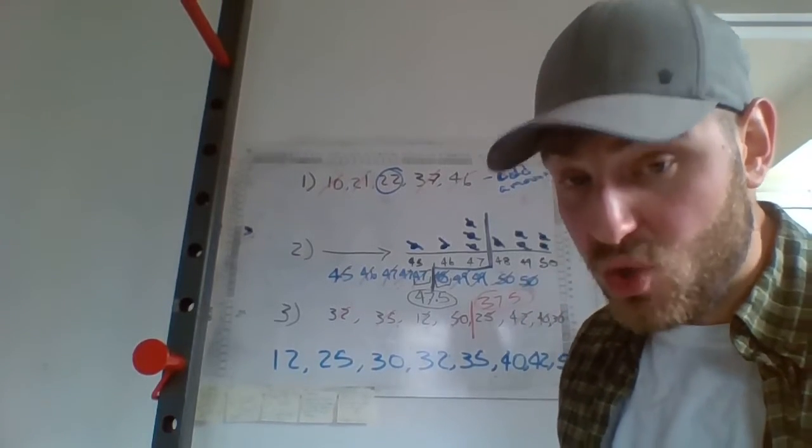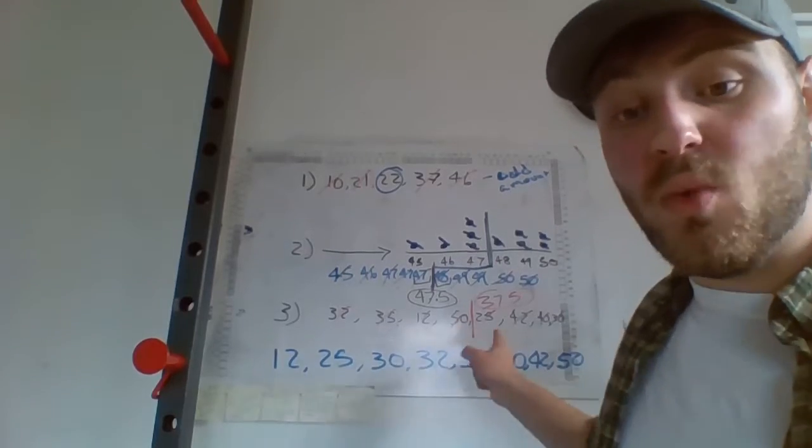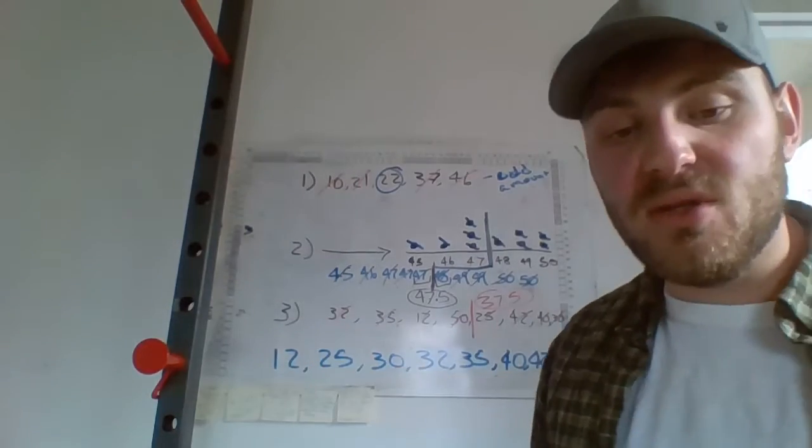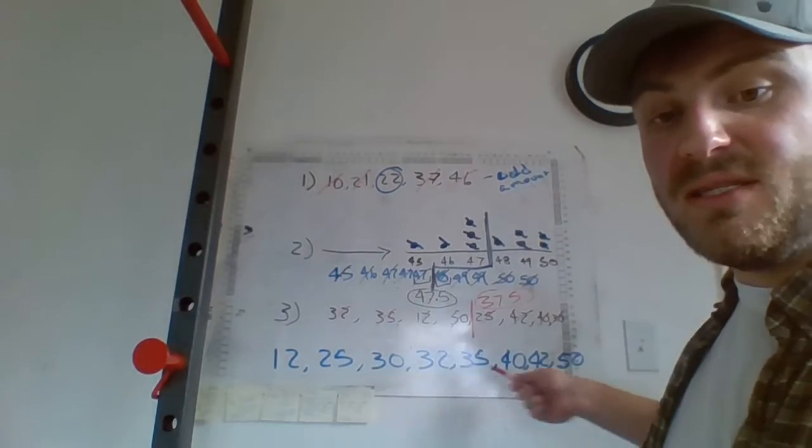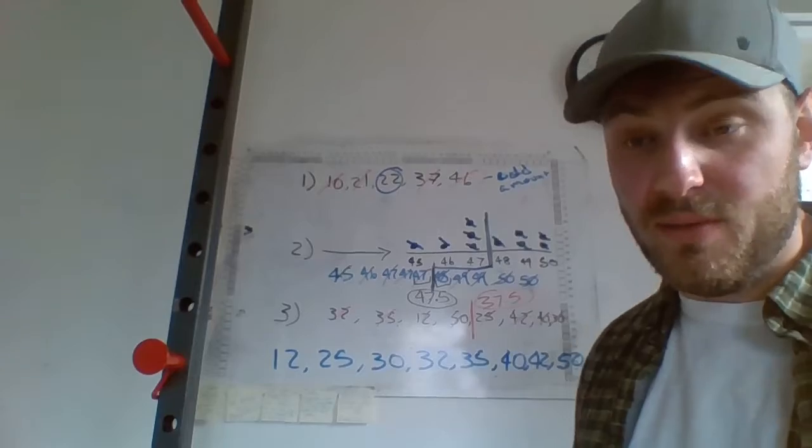However, I did that incorrectly. That was wrong because they were not in the correct order. Let's do it the correct way. I rewrote this entire data set, but I did it from smallest to biggest. Now I can find the accurate median.